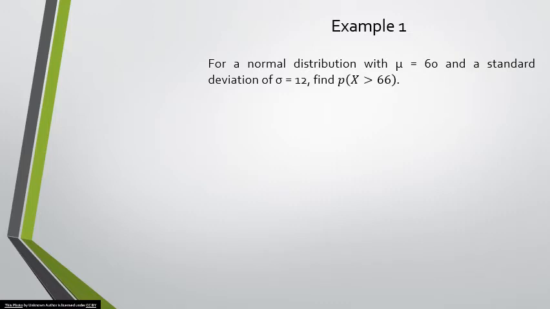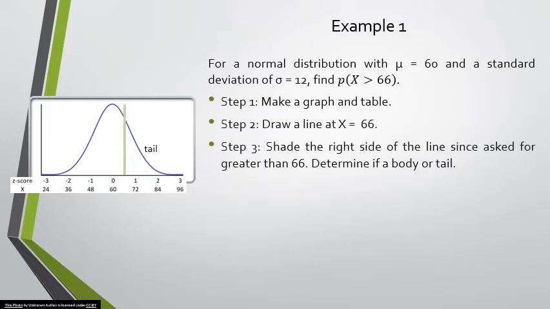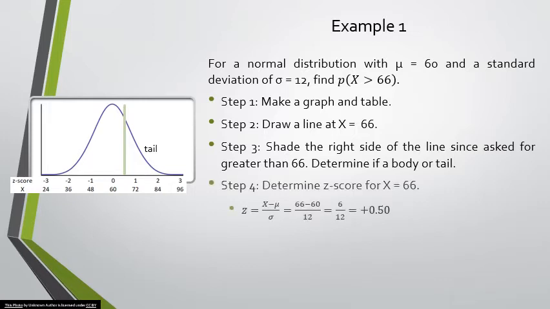Here's another example. For a normal distribution with a mean of 60 and a standard deviation of 12, find the probability that x is greater than 66. So you simply make your graph, make your table, draw a line where x equals 66 would be, shade to the right of that line since it asked for greater than 66. Then you need to determine if it's a body or a tail. In this case, it's a tail on the right because it does not include the mean.